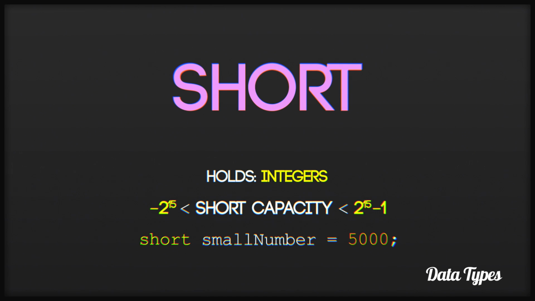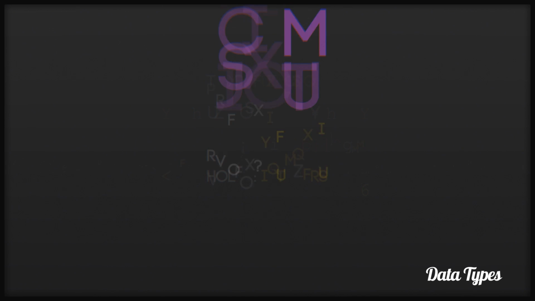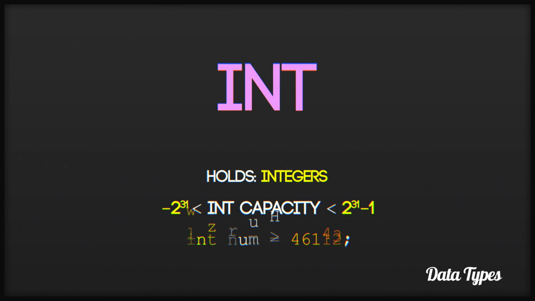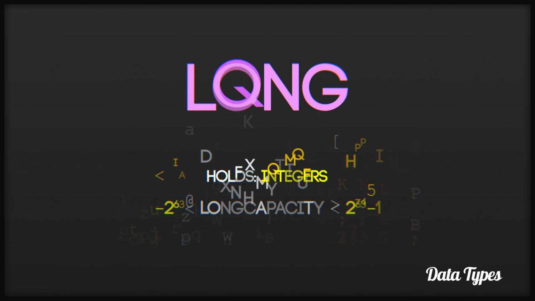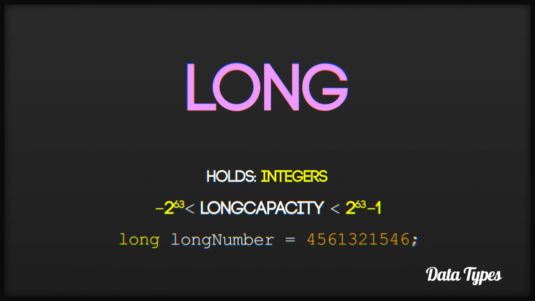Again, the short is useful when saving memory matters, but for learning purposes and simple programs, you'll find that the most practical thing to use is the int data type. Ints can hold a minimum of -2 to the power of 31 and a maximum of 2 to the power of 31 minus 1. The long data type holds a minimum of -2 to the power of 63 and a maximum of 2 to the power of 63 minus 1. That's all the data types for integers.